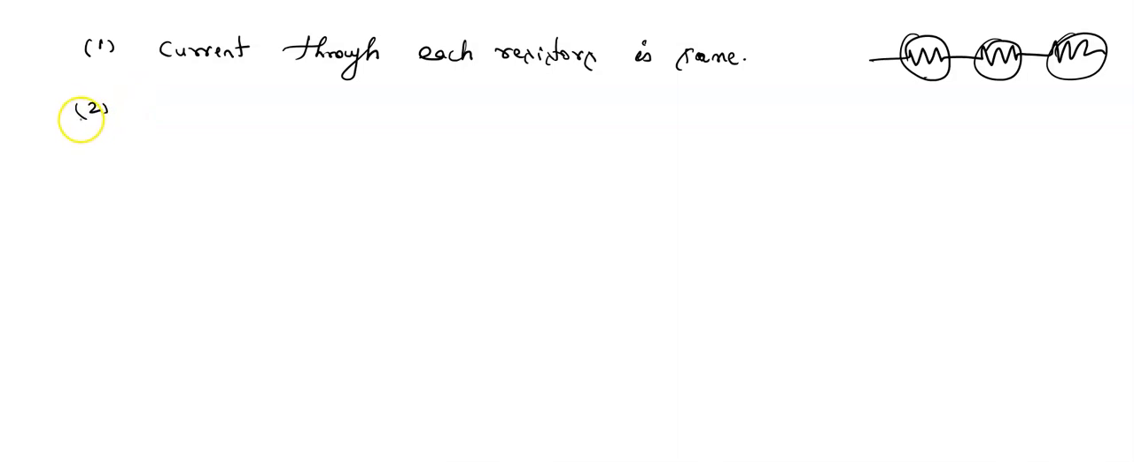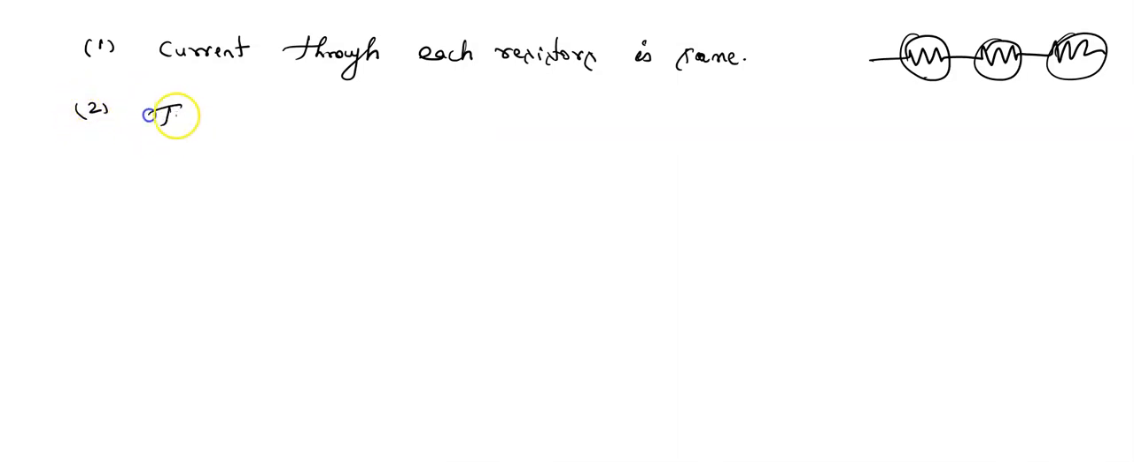Now some important points related to this when the resistors are connected in series. First point you need to remember: the current through each resistor is the same. Current will remain the same. As you can see, when the resistors are connected in series, the amount of current here is the same as here, and the same amount of current is even here. The current remains the same throughout all the resistors.